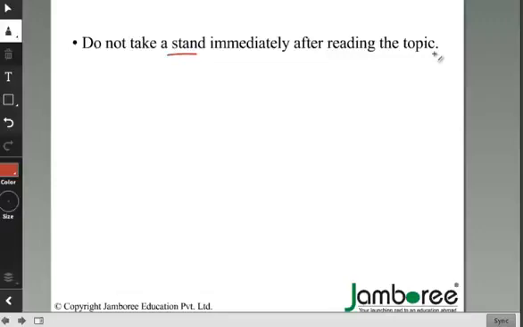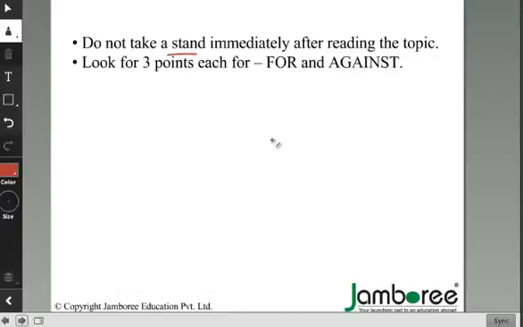Now this stand, whether you agree with the topic or not, do not take it immediately after reading the topic. Even for a simple topic like honesty is the best policy, you may actually agree with it. That's perfectly fine, but it helps if you go through the process. Look for 3 points for and against.